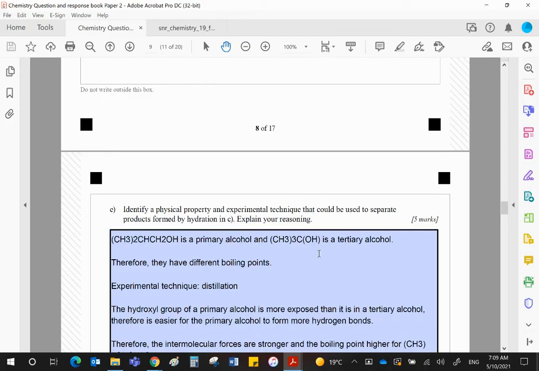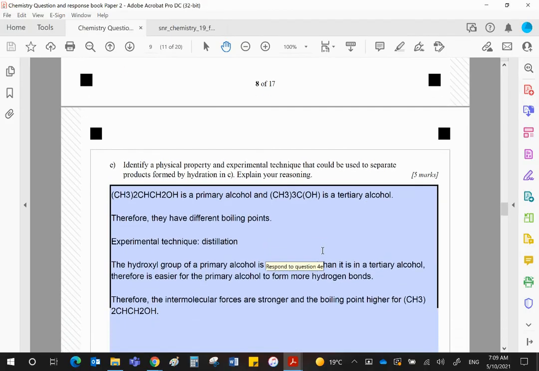Identify a physical property and experimental technique to separate these products by hydration. Now, this should not have been asked. This is unit 1 or 2 work, which of course is effectively how we get products from crude oil. Fractional distillation is used because different boiling points will be separated by that technique. Really speaking, they would argue they can ask anything they like from units 1 and 2. Personally, I think that's a bit unfair.